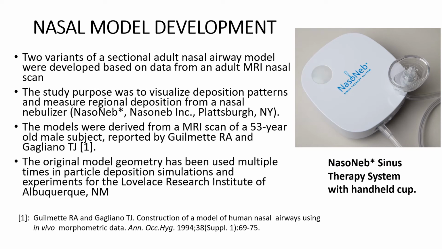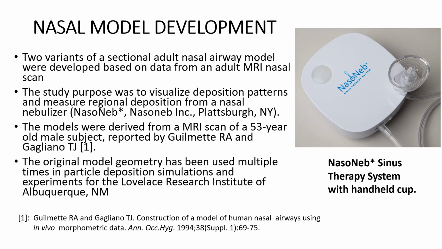Guimet and Gagliano were one of the first investigators to develop anatomically accurate nasal replicas that could be used to evaluate the likely deposition of nasally administered sprays and aerosol products. Their approach avoided the use of cadaver-derived models where tissue collapse post-mortem had been identified as limiting their effectiveness.